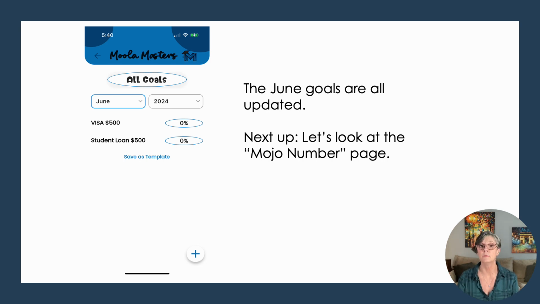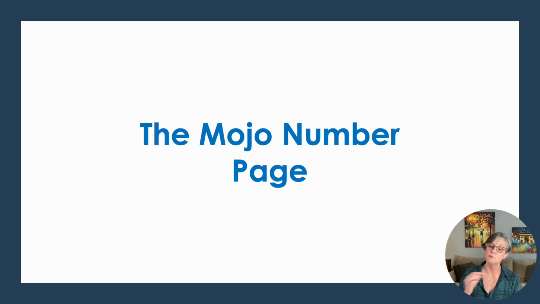Next thing up, we're going to be looking at the Mojo page. Now remember, the Mojo number is your weekly discretionary spending number, right? This is when you take your income, you subtract your financial obligations, you take out what percentage you want to put towards your financial goals, and you see what's left over. You divide that up by 4, and you have a weekly discretionary spending number, or your Mojo number, which sounds so much more fun.